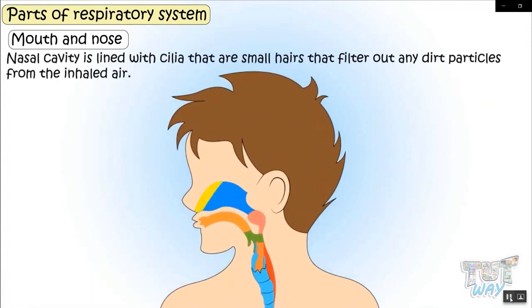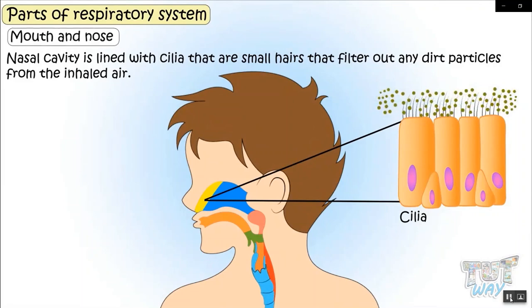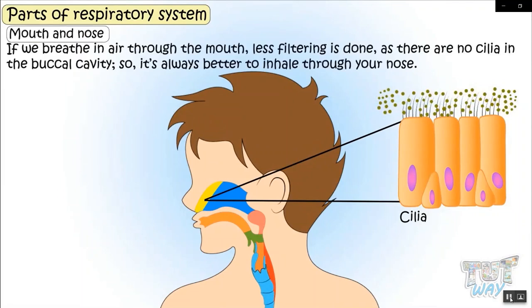The nasal cavity is lined with cilia, which are small hairs that filter out any dirt particles from the inhaled air. If we breathe in air through the mouth, less filtering is done, and there are no cilia in the buccal cavity. So, it's always better to inhale through your nose.